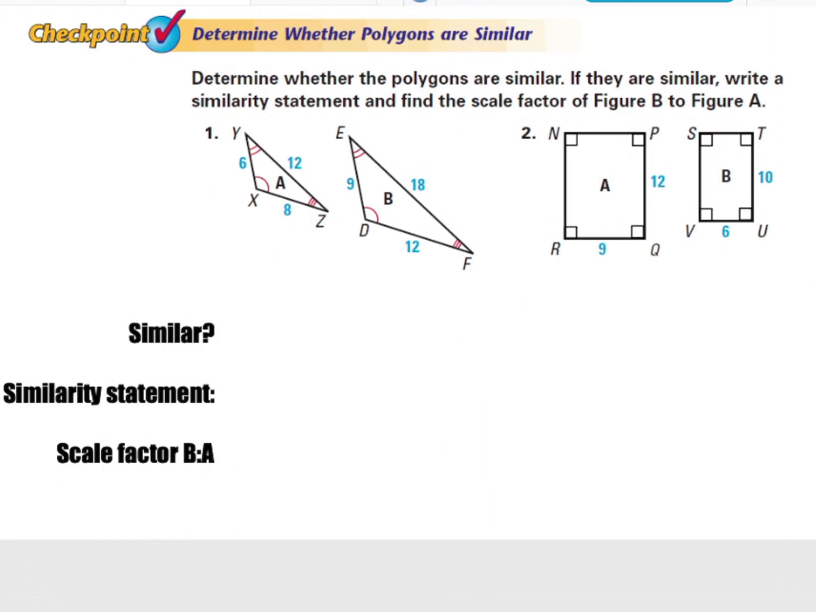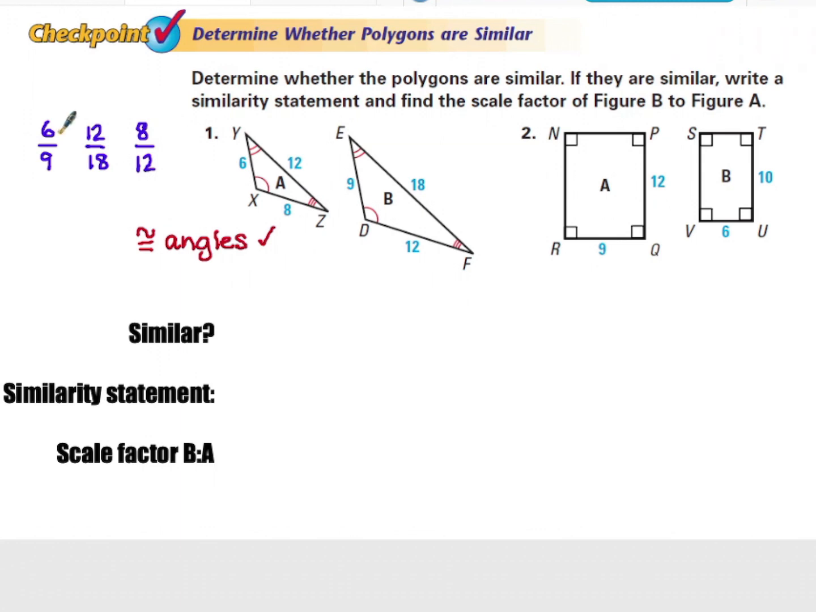On the triangles, I am seeing swoops everywhere, right? X is congruent to D, Y is congruent to E, angle Z is congruent to angle F. So I do have congruent angles. Check. Do I have proportional sides? That's what I'm going to need to really check. And again, I like to go smallest to smallest, biggest to biggest, and medium to medium. And in this case, I went A to B, A to B, A to B. That's important. And are those equal to each other?